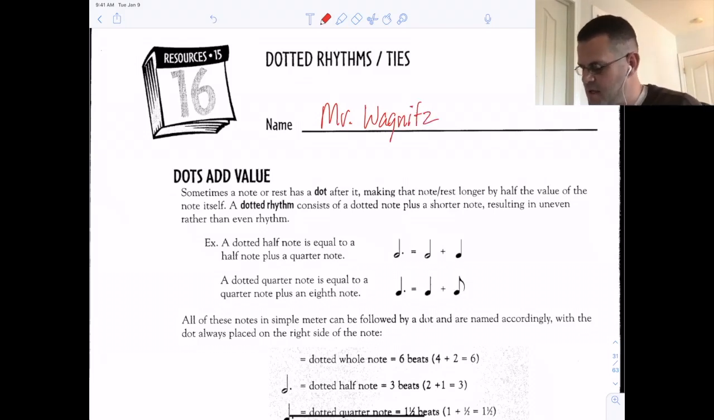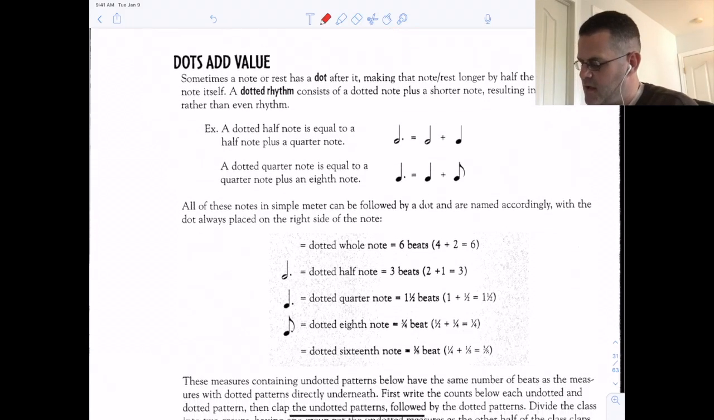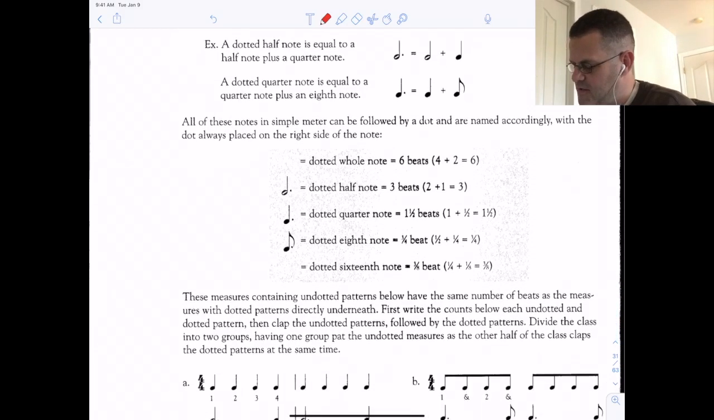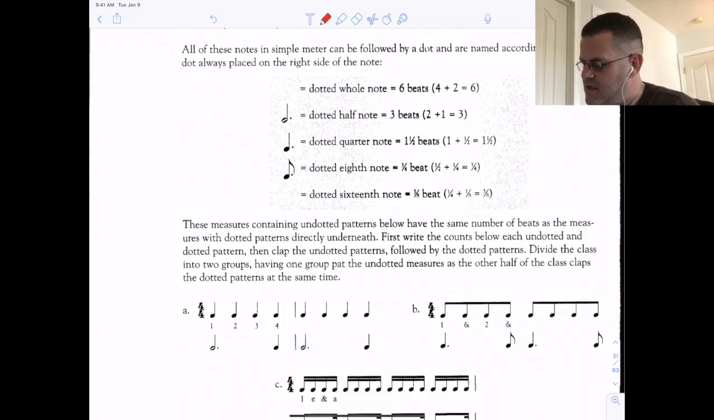Dots add value. Sometimes a note or rest has a dot after it, making that note or rest longer by half the value of the note itself. A dotted rhythm consists of a dotted note plus a shorter note, resulting in an uneven rather than an even rhythm. A dotted half note is equal to a half note plus a quarter note. A dotted quarter note is equal to a quarter note plus an eighth note, adding half the value to itself. All of these notes in simple meter can be followed by a dot and are named accordingly, with the dot always placed to the right side of the note.